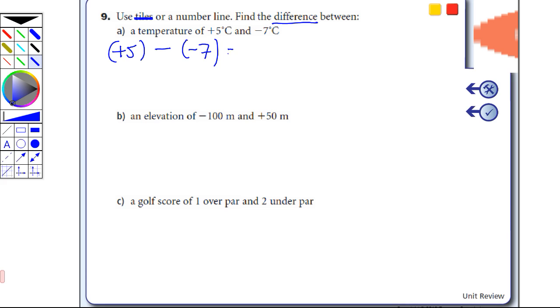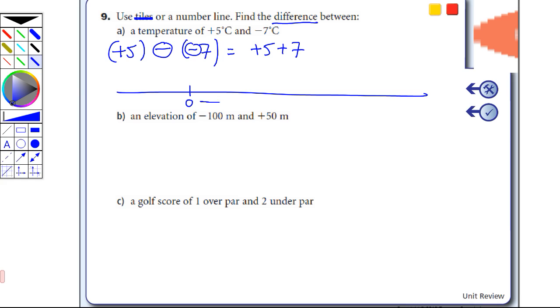So I'm going to rewrite that as positive 5. First term stays the same. Minus minus turns into a positive 7. So on my number line, 0's here. I'm going to go to the right, plus 5. And then I'm going to go to the right again, plus 7. And that will leave me at positive 12. So my answer is plus 12.